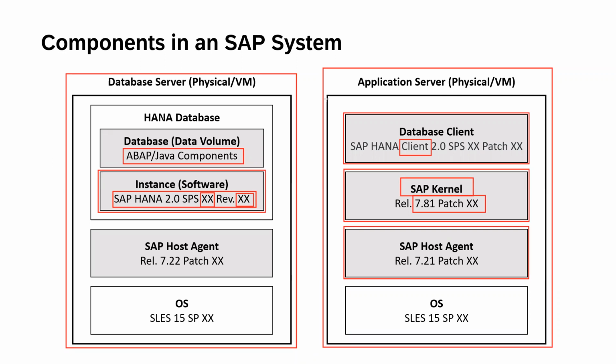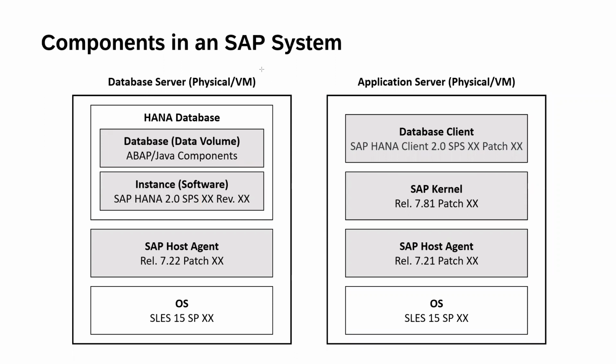Okay, so these are the parts that we can upgrade in our SAP system. Just for your revision, the first thing that you can upgrade is your host agent. You can upgrade it on both the parts over here. So it is common for both of them. This is the SAP host agent which can be upgraded on your database as well as your application server. Then on the database part, you can upgrade your database software.